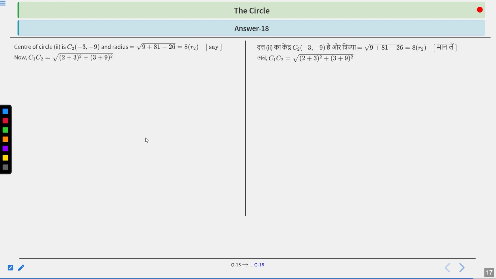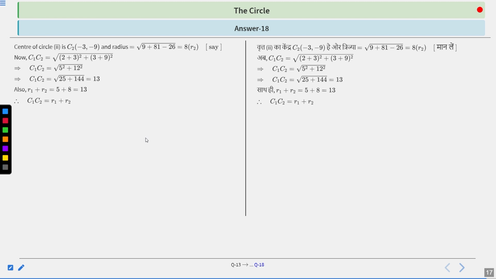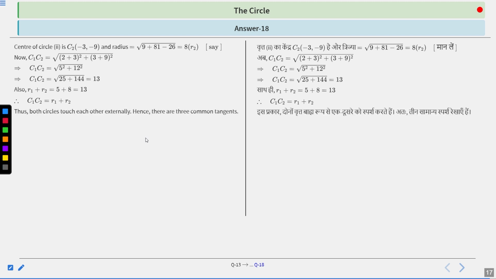Now C1C2 is root over (2 plus 3) whole square plus (3 plus 9) whole square. Got it? Therefore, we can calculate C1C2 as root over 5 square plus 12 square, which is root over 25 plus 144, equal to 13. Therefore, R1 plus R2 is equal to 5 plus 8, which is 13. And therefore, C1C2 is equal to R1 plus R2, right? Thus, both circles touch each other externally. Hence, three common tangents can be drawn, right? Therefore, the correct answer is C, 3. Three common tangents can be drawn.